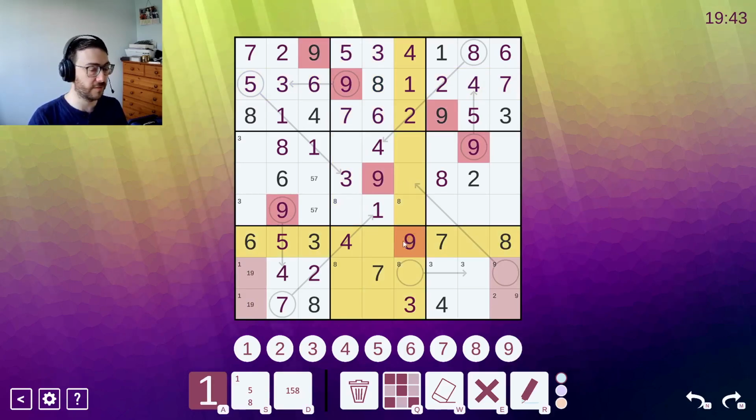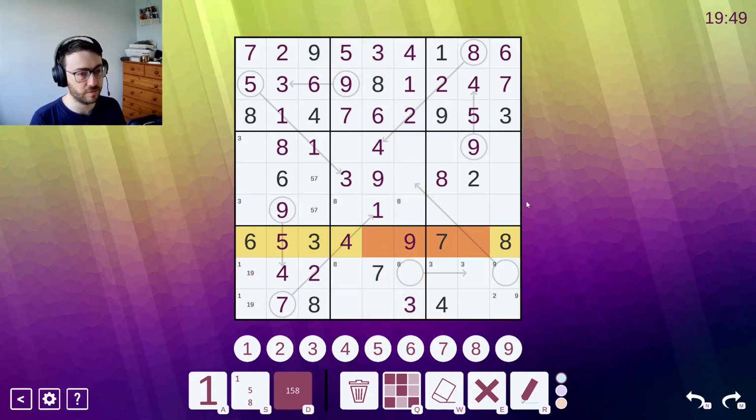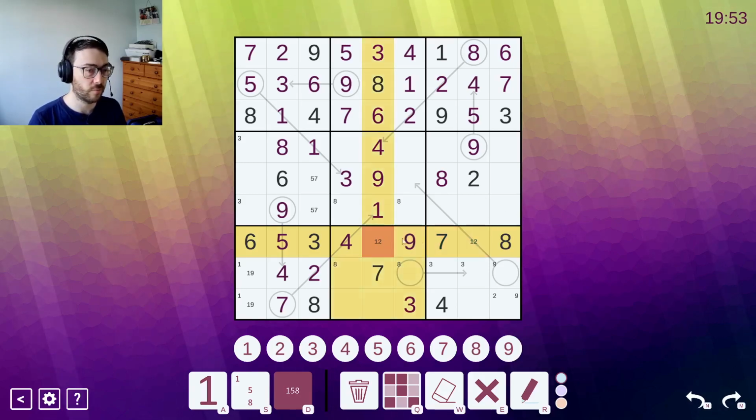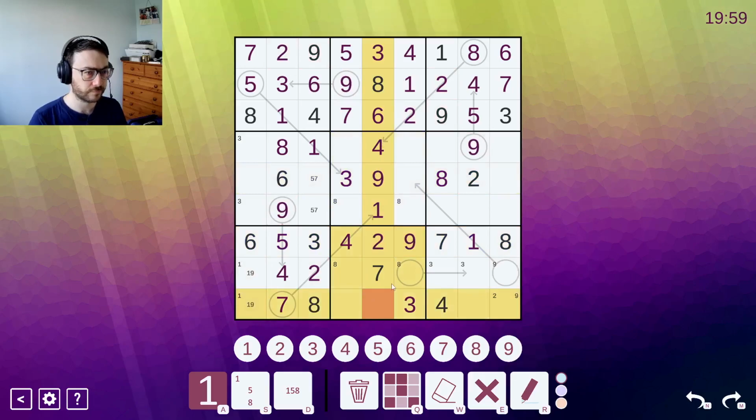Opportunity missed, puzzle setter, honestly. I'm only joking, of course. This has been a nice puzzle. That is not 2-6, that is 2-1. And there's a 1 here, so this resolves that. That is a 2 and a 1 in that order. This column is missing a 5.